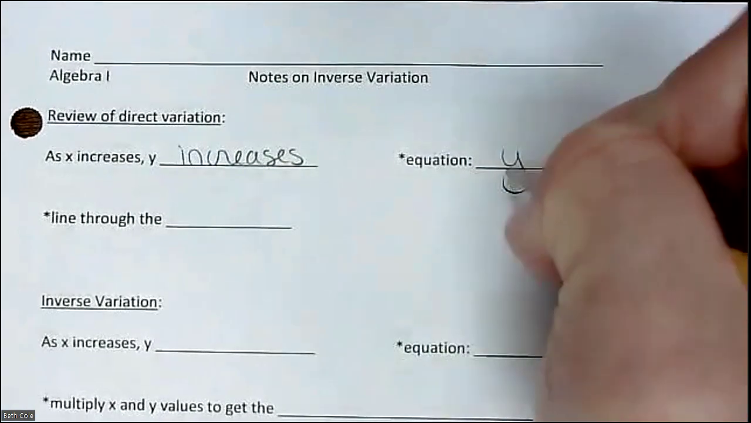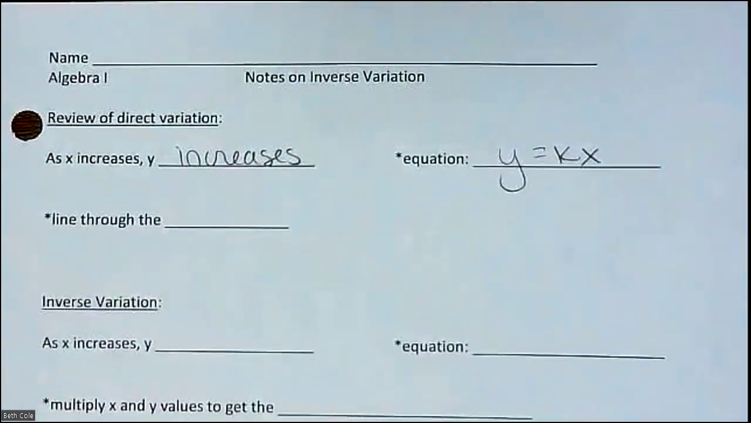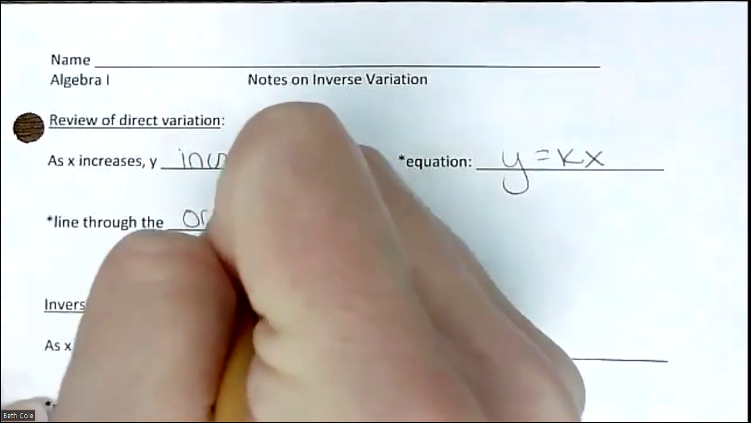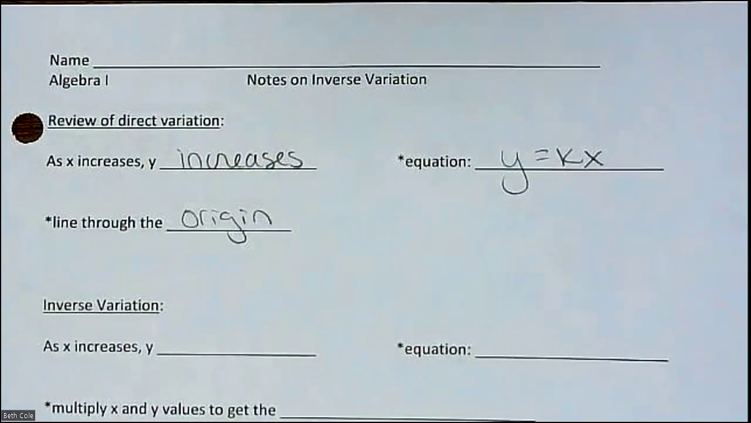Our equation was Y equals KX. K is the slope. It's also called the constant of variation. And it is a line that goes through the origin. So that's all the stuff that we just reviewed.